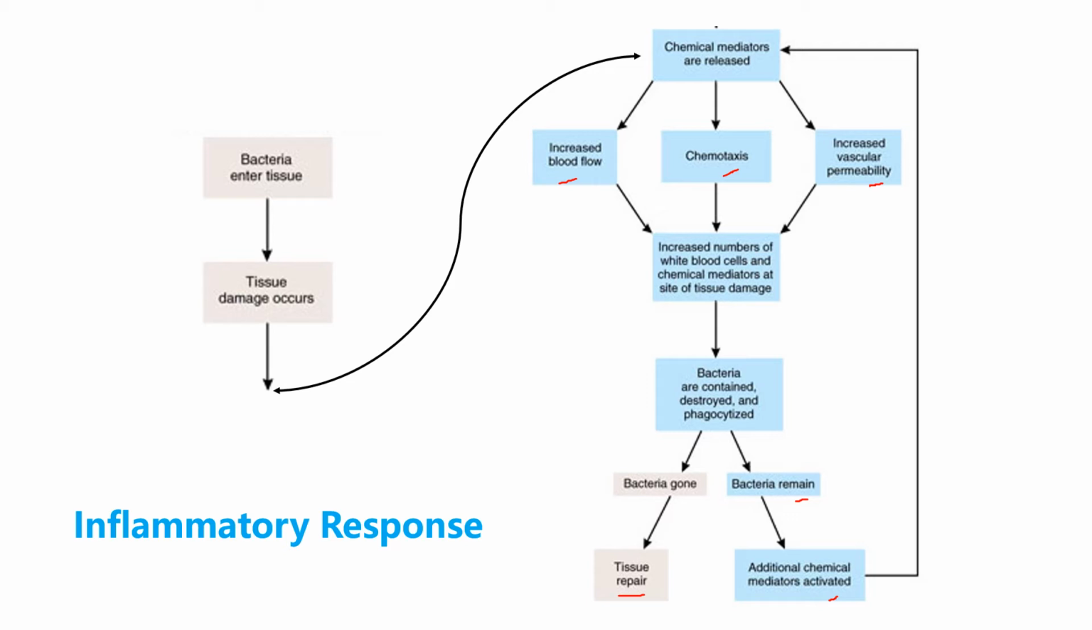And the next is, in severe cases of systemic inflammation, vascular permeability can increase so much that large amounts of fluid are lost from the blood into the tissues. With this, the decreased blood volume can cause shock and death.